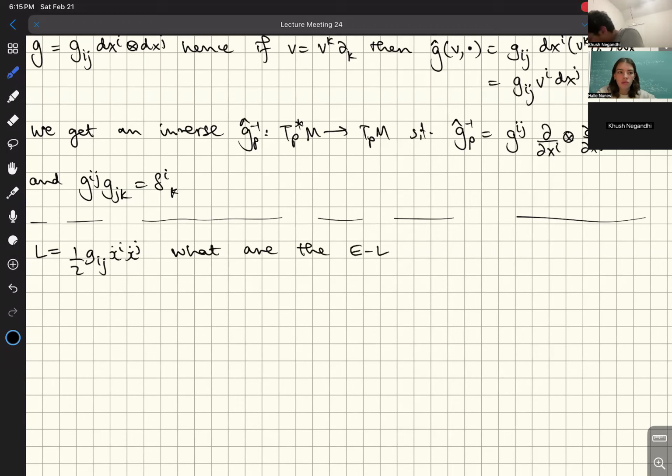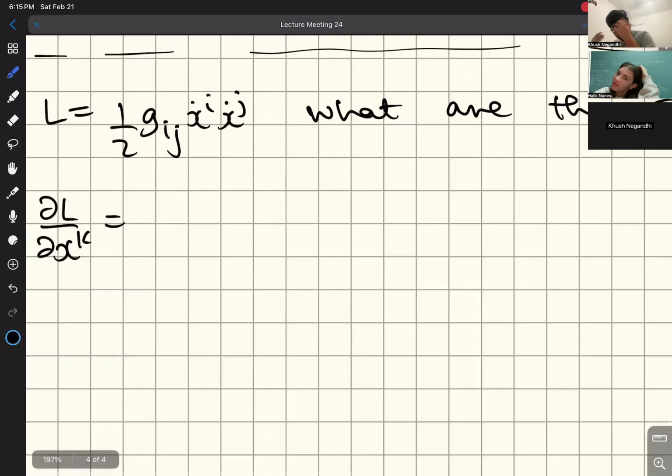I'll just call them EL equations. Okay, very simple. Let's just start with this. Now note that in this case, the g_ij do depend on the coordinates. A priori they might depend on the coordinates, so we have to take that into account. But they don't actually depend on the tangent vectors themselves.